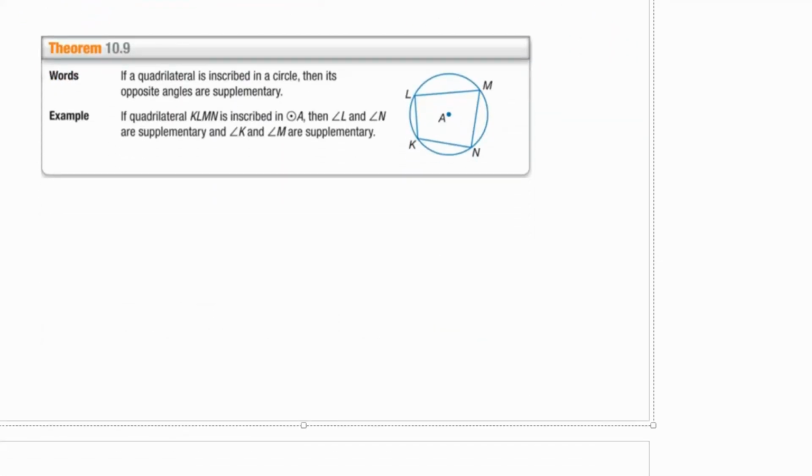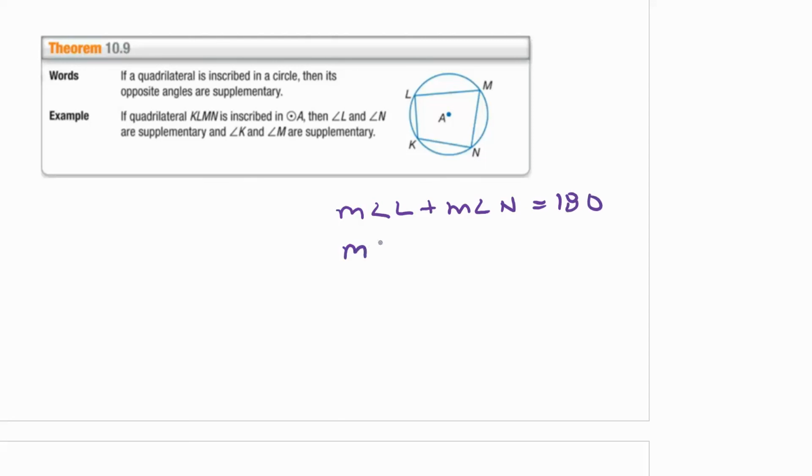The last theorem in chapter 10.4 concerns quadrilaterals inscribed in a circle. You cannot assume it's a parallelogram, but what we do know is that the opposite angles are supplementary. So in this picture we know that the measure of angle L plus the measure of angle N equals 180, and that the measure of angle K plus the measure of angle M equals 180.